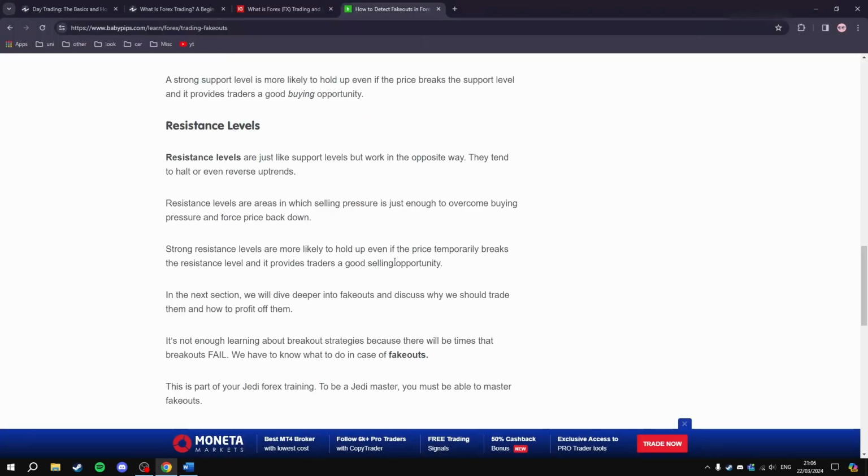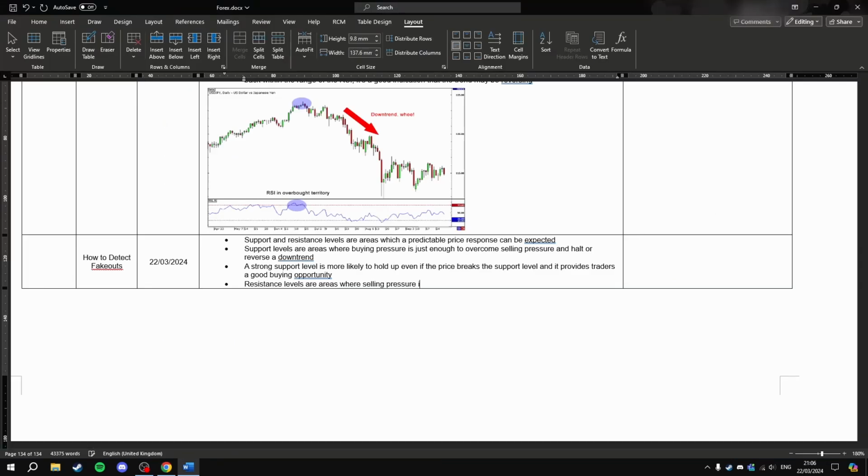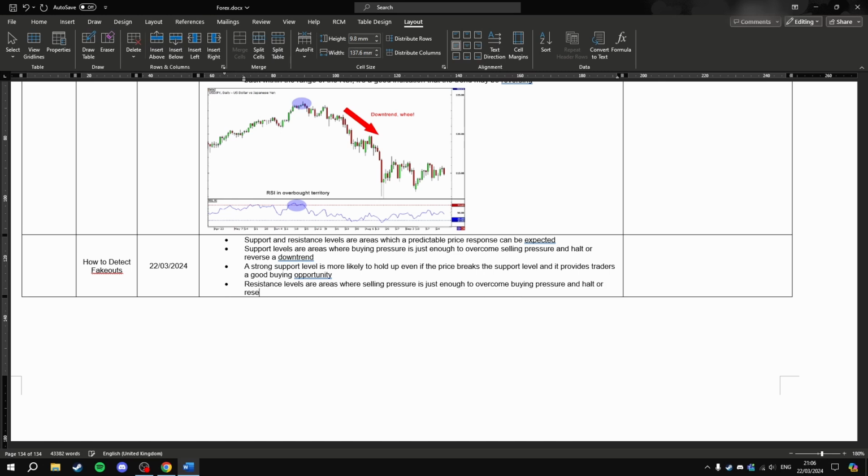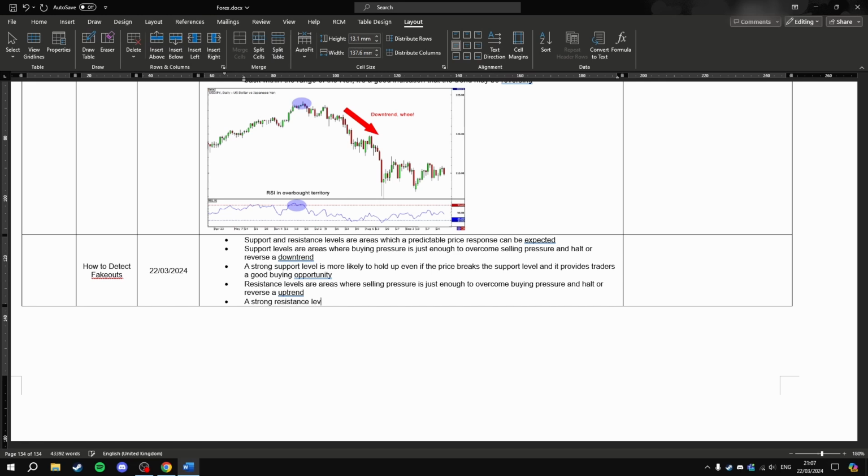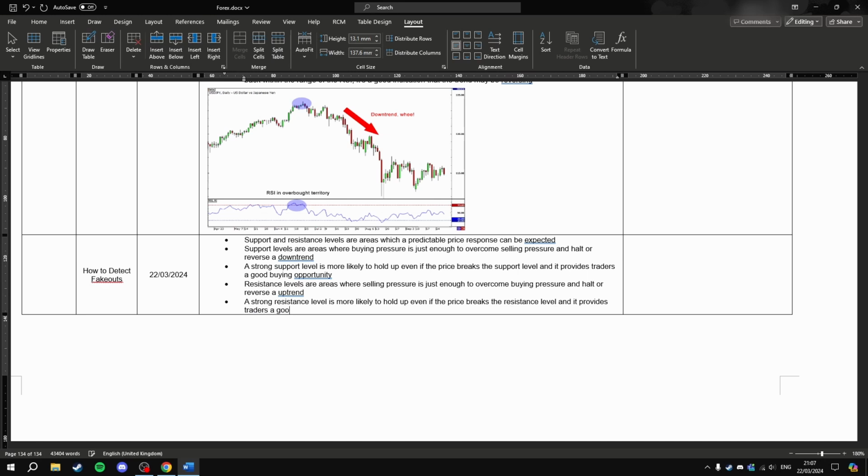Resistance levels are areas where selling pressure is just enough to overcome buying pressure and halt or reverse an uptrend. A strong resistance level is more likely to hold up even if the price breaks the resistance level, and it provides traders a good selling opportunity.